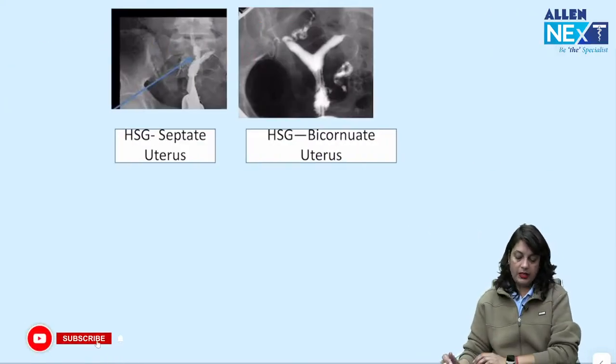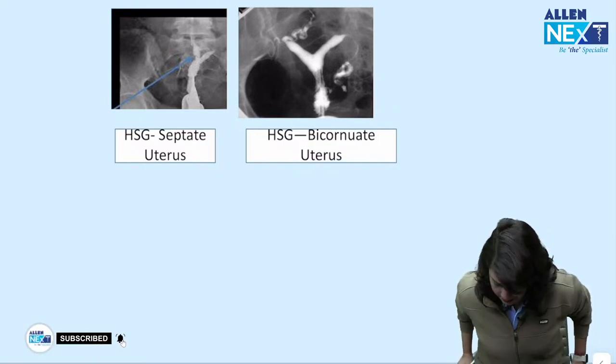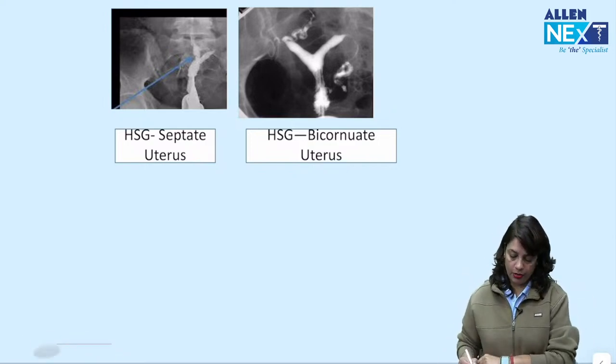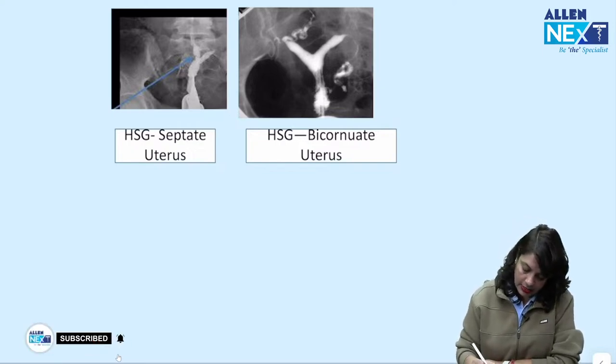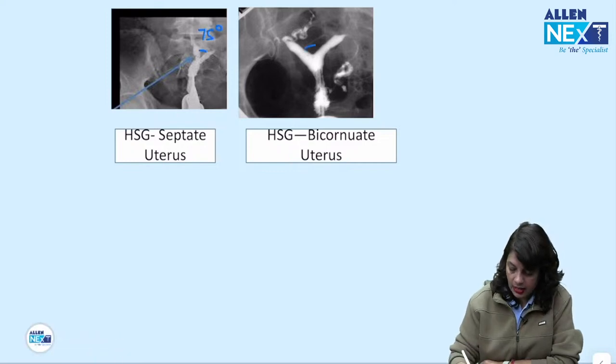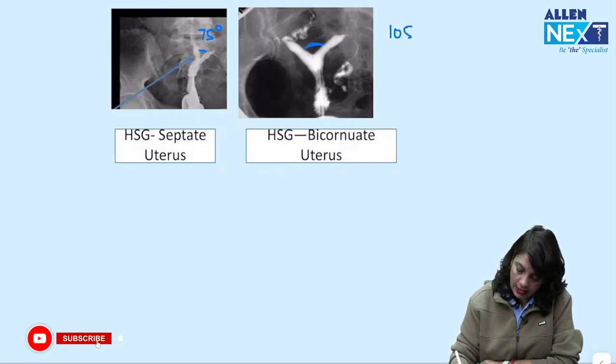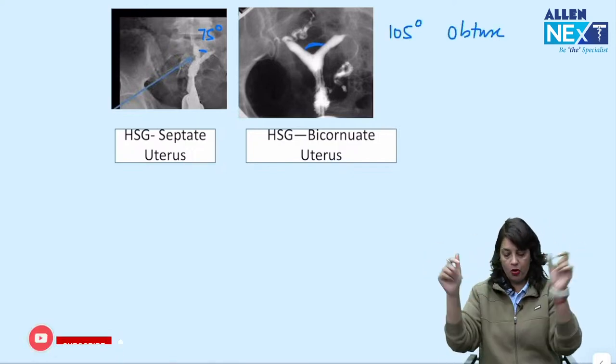Now, there is a difference between a septate uterus and a bicornuate uterus, and these are the HSG findings. Remember, in case of septate uterus, this angle is acute angle, 75 degrees. In bicornuate uterus, the angle is obtuse angle between the two horns. Okay.